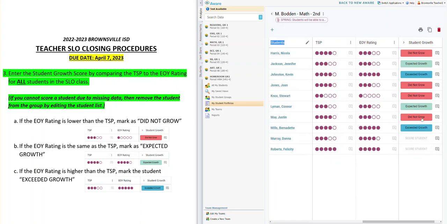Before you finish, you must score every student. Every student must have a final student growth score. Again, if you cannot score a student, click on the pencil and remove the student from your list.